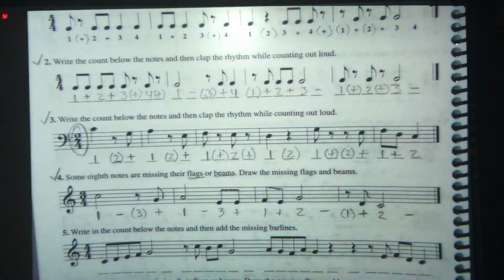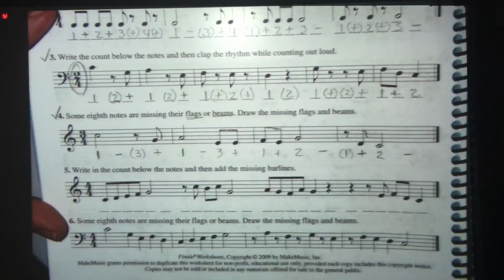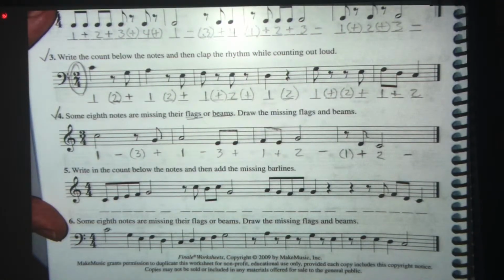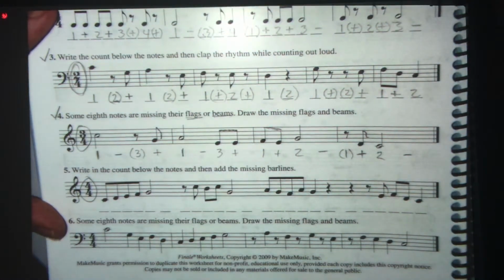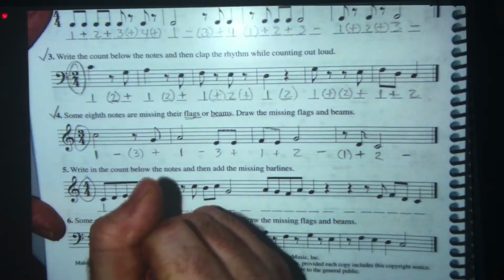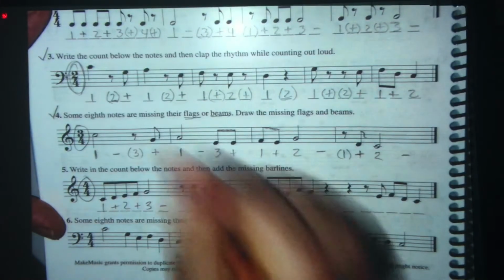Number 5. Write in the count below the notes and then add the missing bar lines. So we're in 4-4 time. Always look at your time signature first. 1 plus 2 plus 3, this would be 4, bar line.